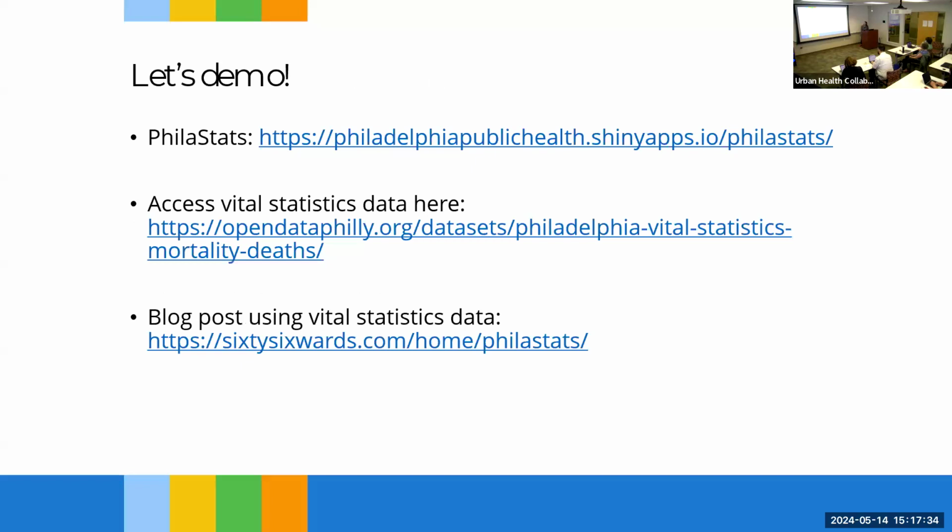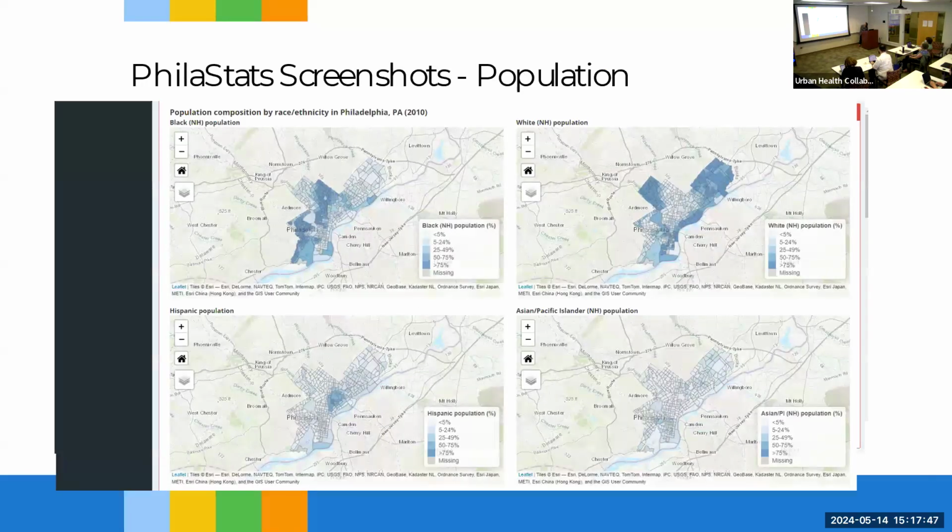So how am I doing on time? A couple minutes. Okay, I would go live to the thing if I could, but I'm just going to show you some screenshots to save time. This is what some of the things look like. These are scrollable maps. You can zoom in and out on the particular neighborhood you're interested in, and you can see different statistics about the population.